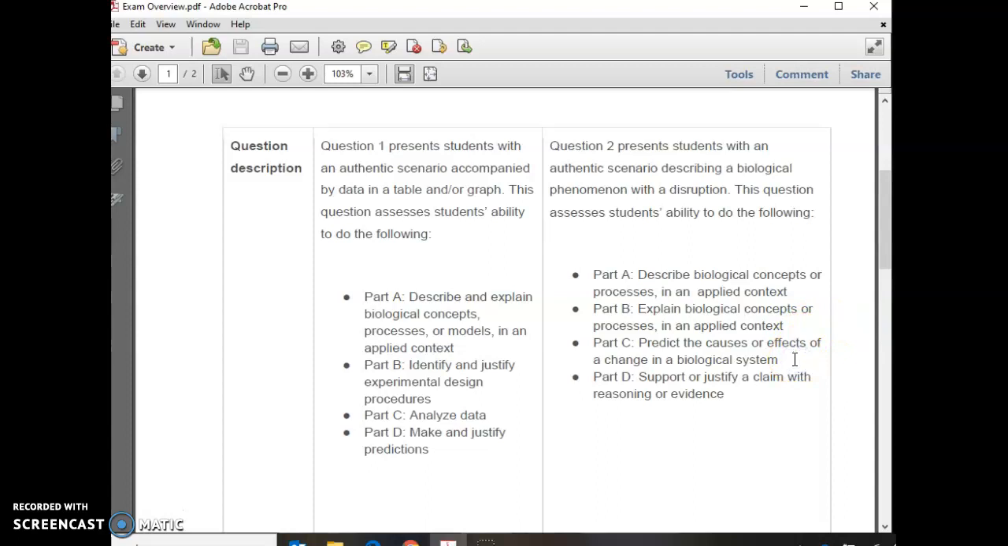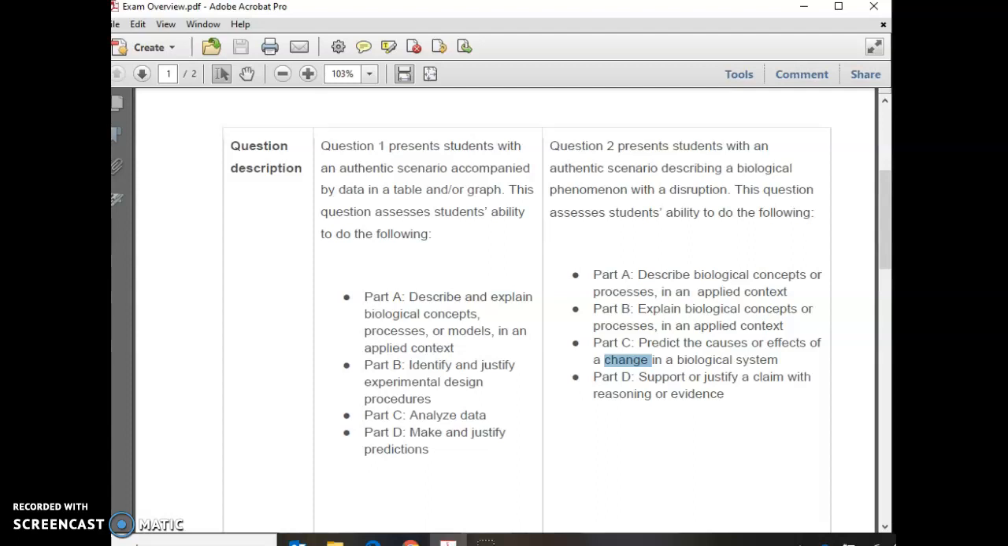Part C is going to be, okay, if there is a change, if there is a disruption to this system, what's going to happen? Or we can also say, what could have caused that disruption, right? What could have happened to cause that change? So part C is now looking at that disruption, that change to the system. Part D, support or justify a claim with reasoning or evidence. So again, they are going to maybe have you predict something or give you a prediction, and then you have to say, this is true because, right?